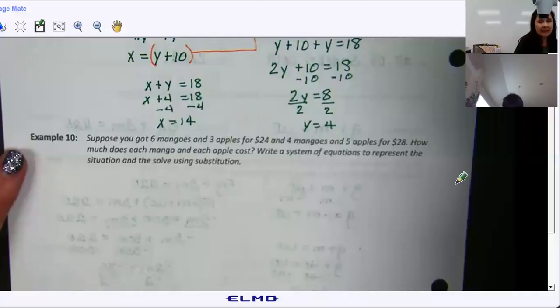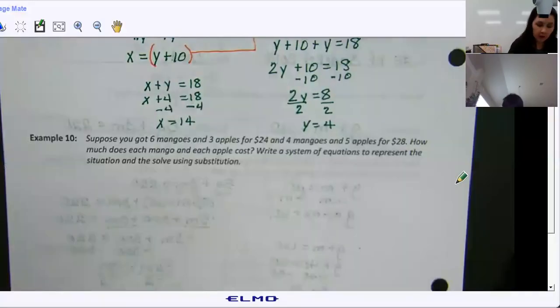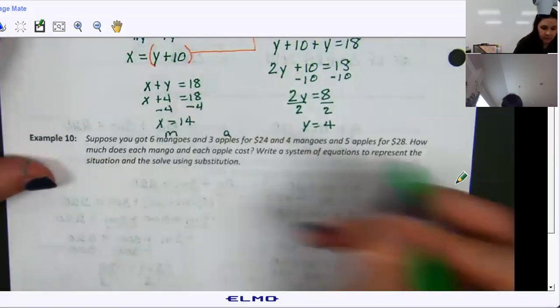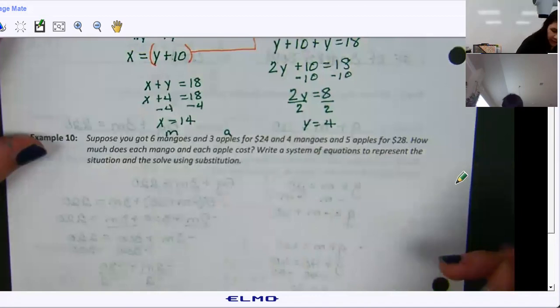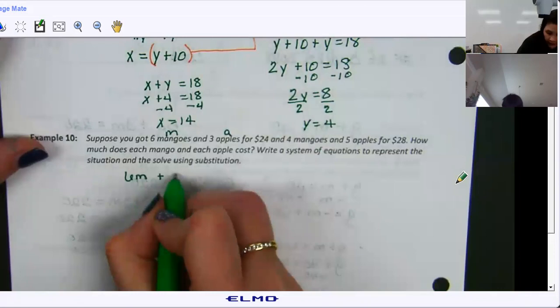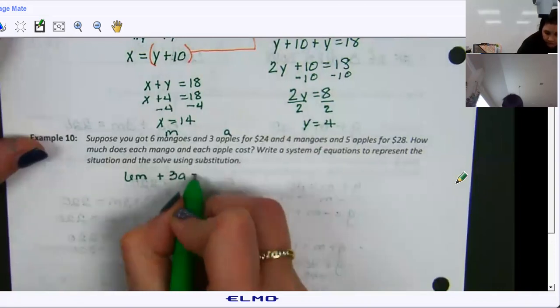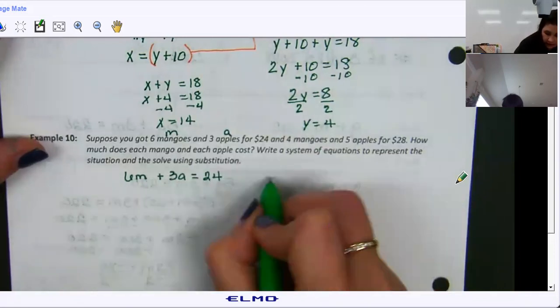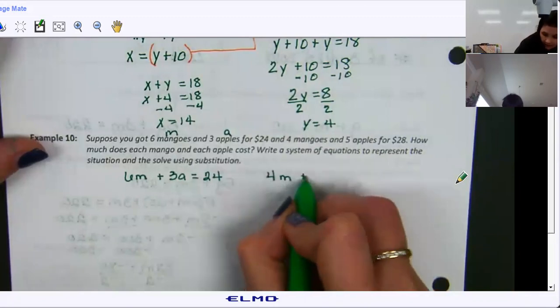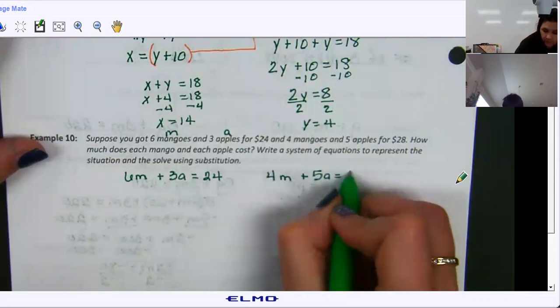Okay, so in this problem, we are going to use M for mangoes and A for apples. So our first equation is going to be 6M plus 3A equals 24. And our second equation is going to be 4M plus 5A equals 28.